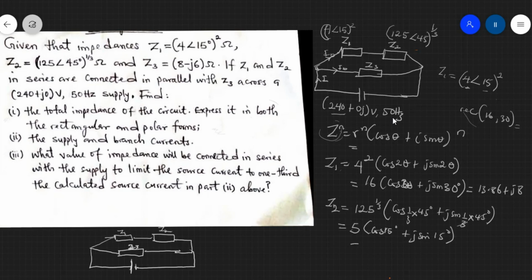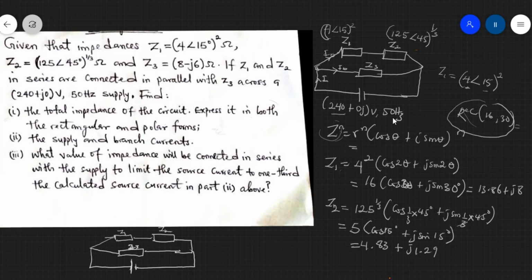Now, if you want to convert this, the same process applies: use Rect and put in the values you have here. When I punched that in, it gave me 4.83 plus j1.29. This is it in rectangular form.